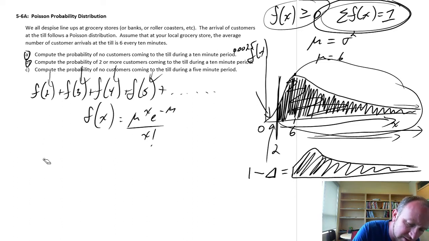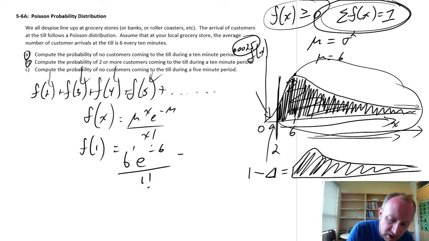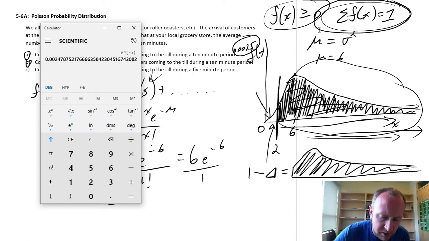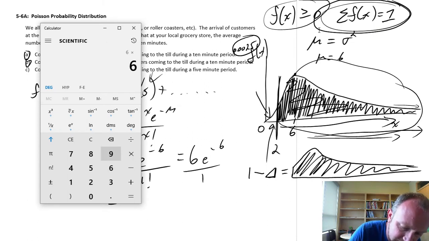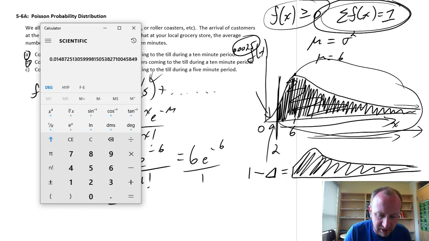So let's write this out. My f of 1, actually I've already calculated 0, so all we need is 1. So this is going to be 6 to the power of 1 e to the negative 6 over 1 factorial. So 6 to the power of 1, that is going to be equal to 6 e to the negative 6, and 1 factorial is also equal to 1. So let me just punch that into my calculator. So 6 times e to the negative 6, equals 0.015.